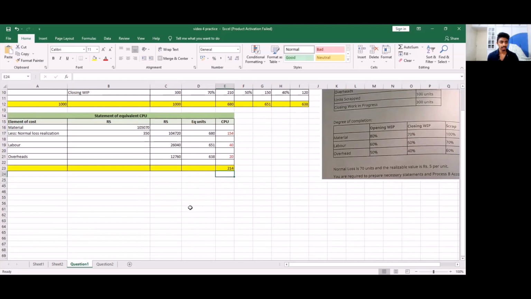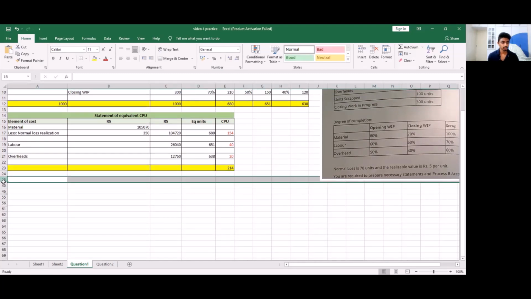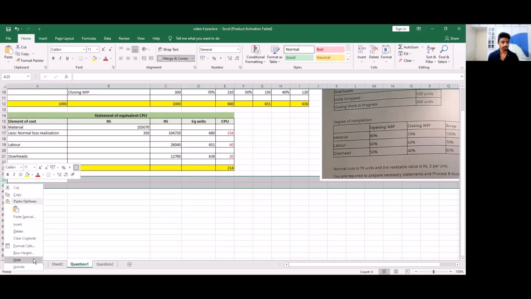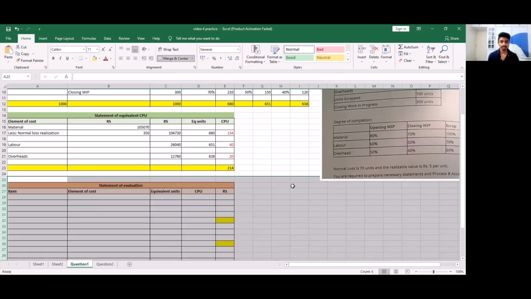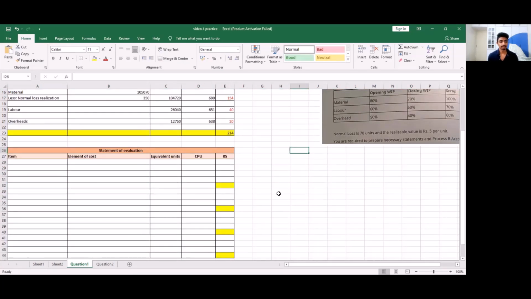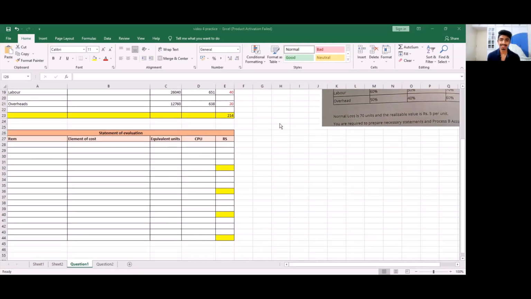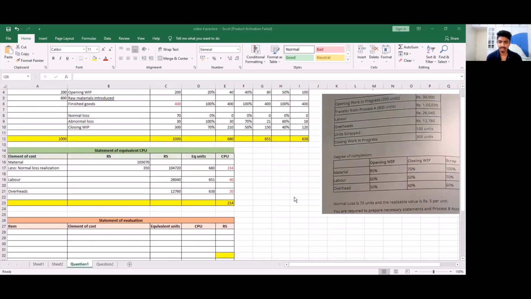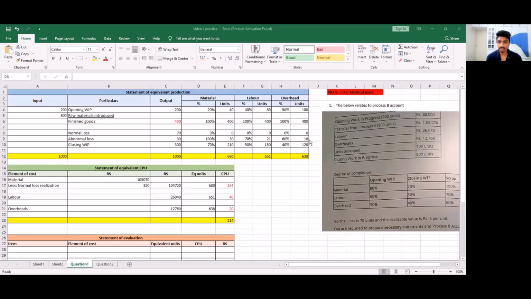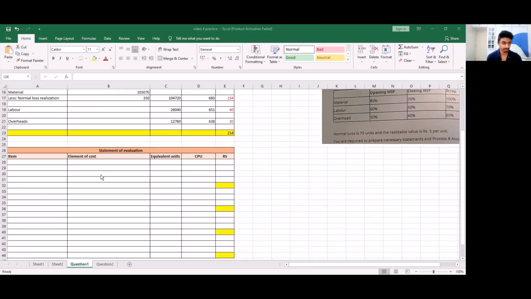Our third account is our statement of evaluation. So in our statement of evaluation, we find the values for various elements. Now let's see how to prepare this account. The format for our statement of evaluation account is item, element of cost, equivalent units, cost per unit, and rupees or amount. So let's take our first item as opening work in progress.